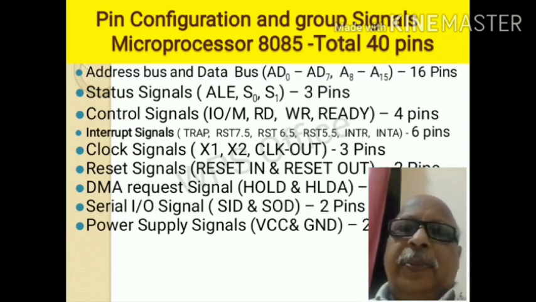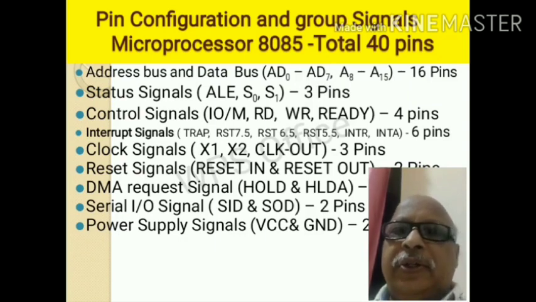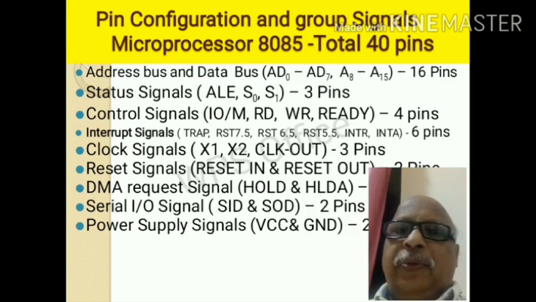Then there are 3 pins for status signals. That is ALE, S0 and S1. All these things we have studied in the last year. So control signals are there. That is IO/M, RD, WR and READY. They are the 4 pins as control signals. Different types of interrupt signals. That is TRAP and restart signals. That is RST 7.5, RST 6.5, RST 5.5, INTR and INTA. These are the 6 pins.